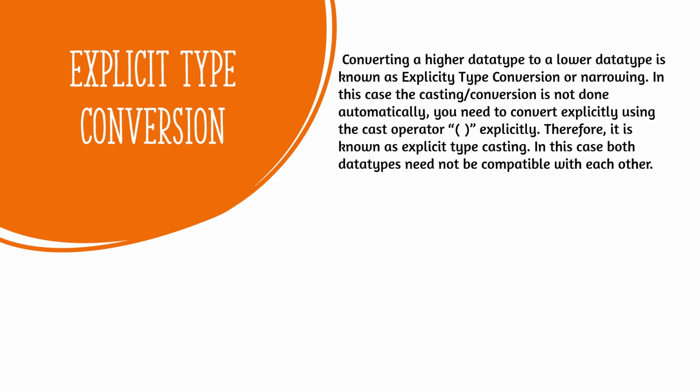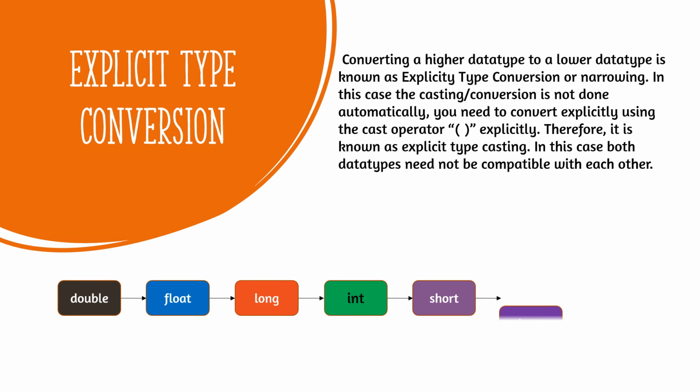Next is explicit conversion. Converting a higher data type into a lower data type is known as explicit conversion. In explicit conversion, the conversion is not done automatically. We need to convert the data by using an explicit command that is given in the bracket. And these data types need not be compatible with each other. And here the types of explicit conversion we can do: we can convert a double into float, we can convert a double into long, int or byte, and we can convert short into long and long into int. That means the big data types can be converted into small data types which occupy less space.